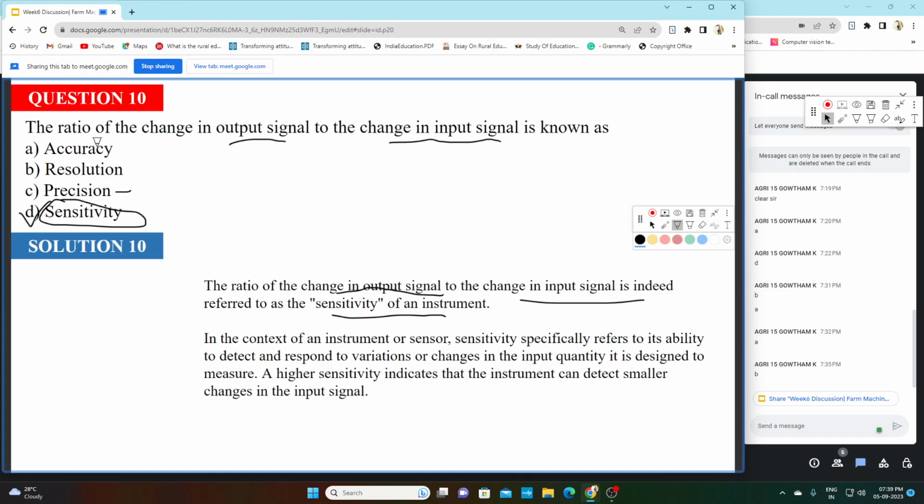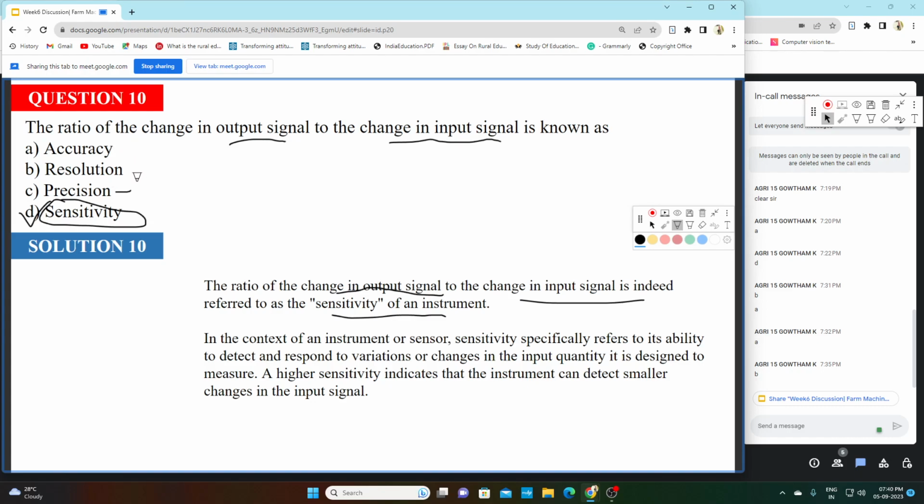So again I am repeating this question. In the question it has been asked: the ratio of change in output signal to the change in input signal, and that is known as the sensitivity of the instrument. Why is sensitivity used? If due to some vibration there is some change in the input signal, what is the change in the output signal? For that we are checking the sensitivity of the instrument. Now what about the other three options: accuracy, precision, and resolution?